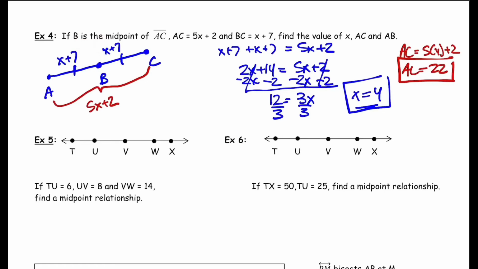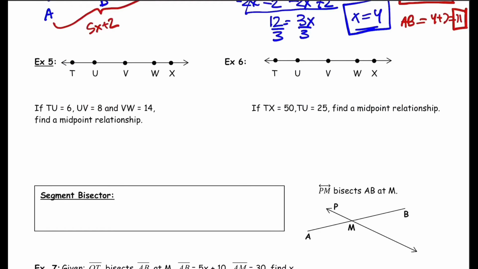But here's what we also know. If this whole piece is 22, this is going to be half of it, right? Because these two have to add up to 22 and they're equal. So there's a couple ways you can find that other one. It doesn't matter to me. Maybe x plus 7 is going to be easier. So 4 plus 7 equals 11.